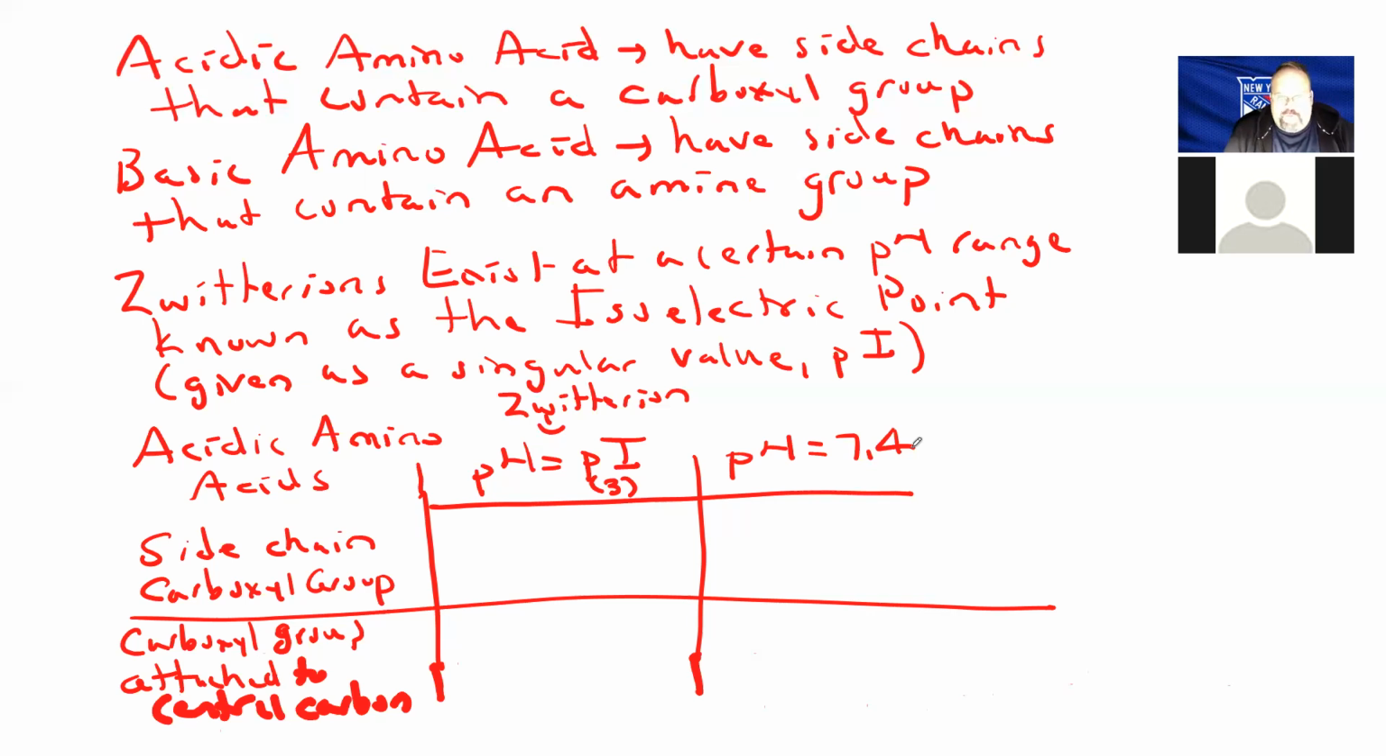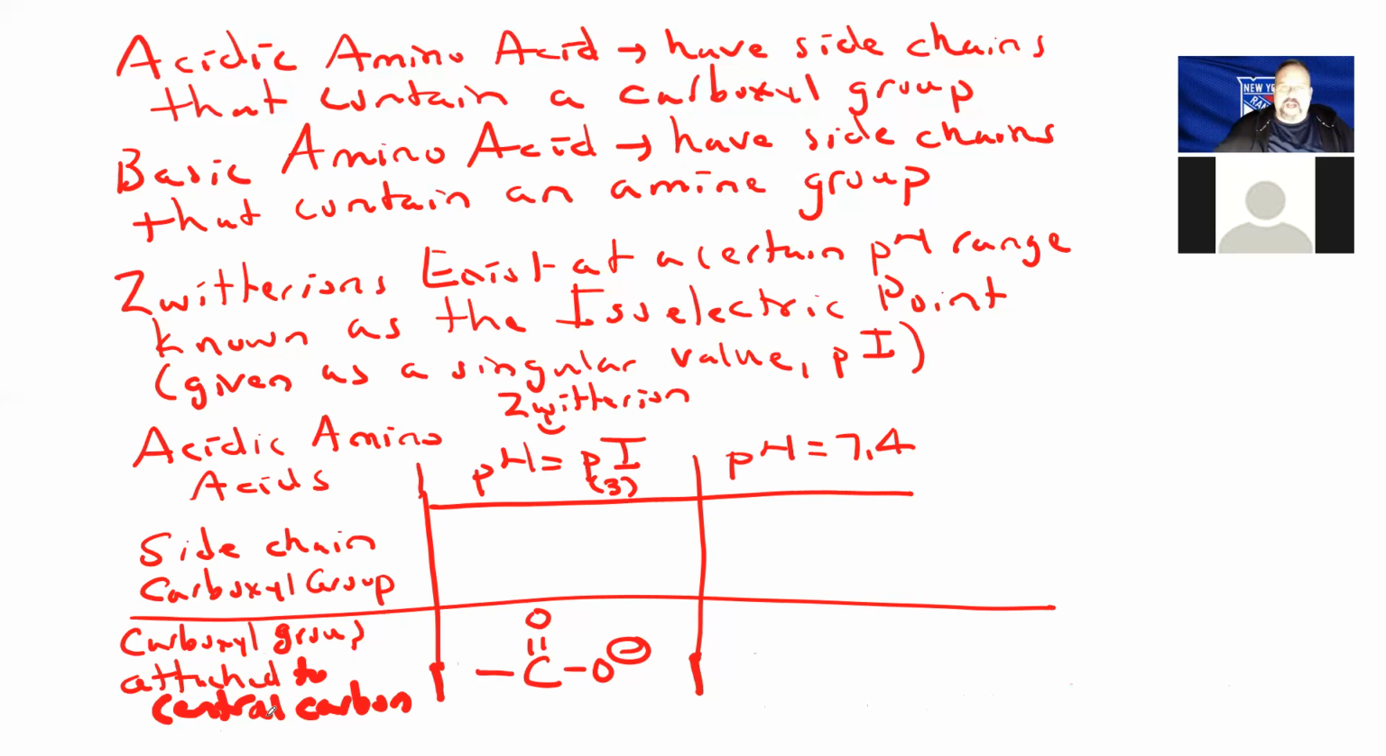Start with the Zwitter ion form first. We know that in the Zwitter ion form, no matter what type of amino acid you're dealing with, the carboxyl group attached to the central carbon is going to have the form of C double bond O connected to O minus. And again, that's independent of the type of amino acid. Whether it's acidic, basic, polar, or nonpolar, the carboxyl group attached to the central carbon is going to have the form of C double bond O connected to O minus.